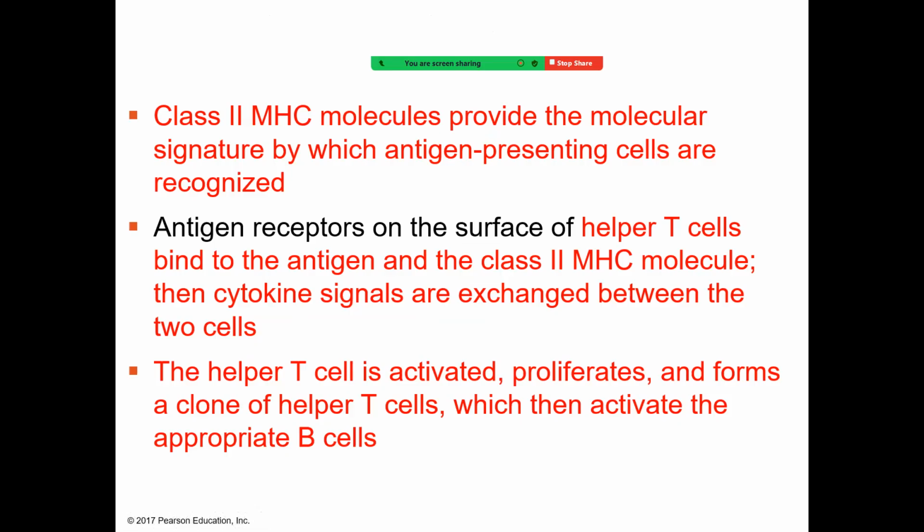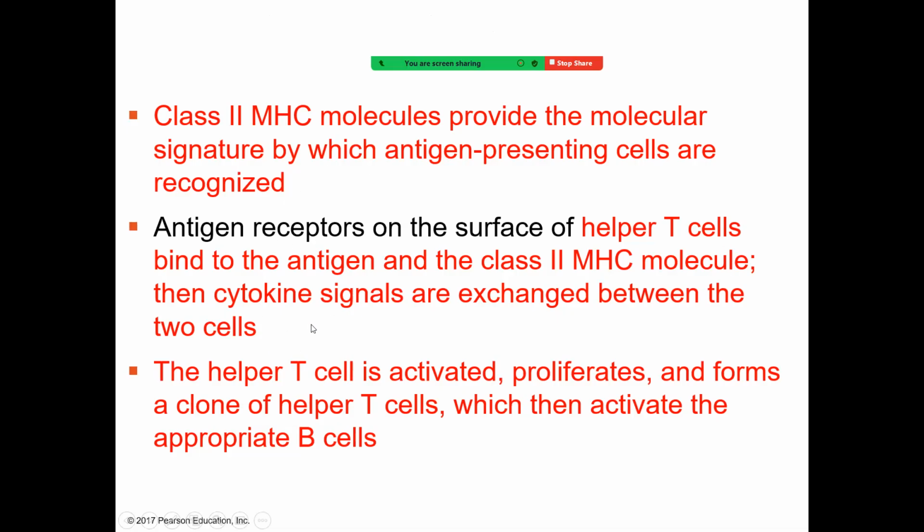So we have, again, class 2 and class 1. Class 2 MHC molecules are going to be very important in providing the molecular signature by which the antigen presenting cells are recognized. So the class 2, again, is going to be presenting the particular epitope that needs to be recognized for the immune response to take place. The antigen receptors on the surface of the helper T cells will bind to the antigen and to that class 2 MHC molecule on the antigen presenting cell.